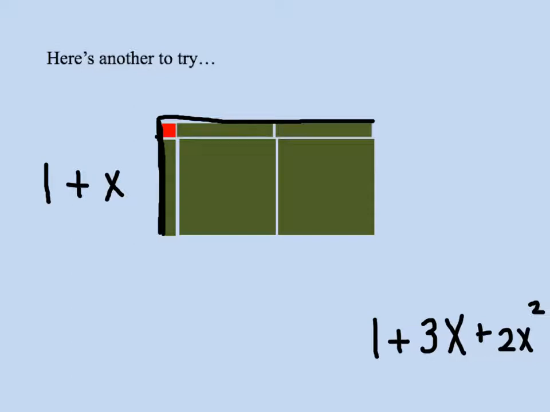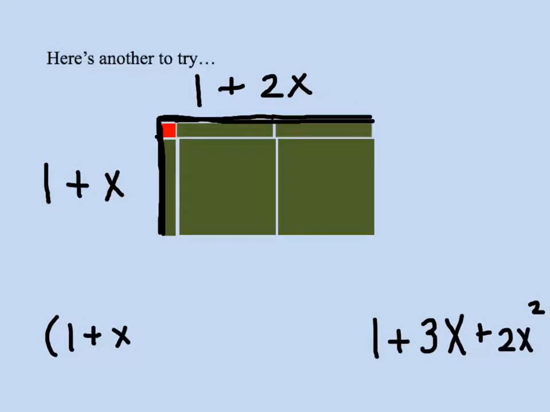Now the width, we have a 1 tile, which we know is 1 wide, and we have 2 x tiles, each x wide, plus 2x. The binomials that would have given this product were 1 plus x multiplied by 1 plus 2x, which equals 1 plus 3x plus 2x squared.